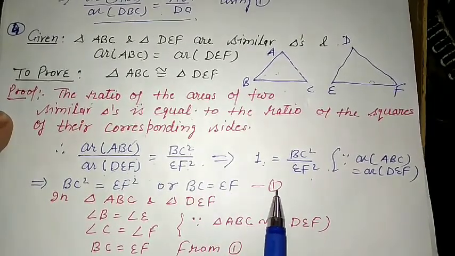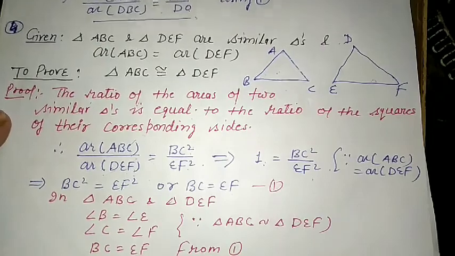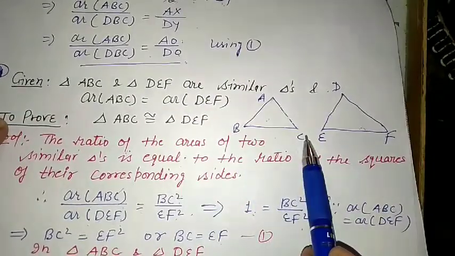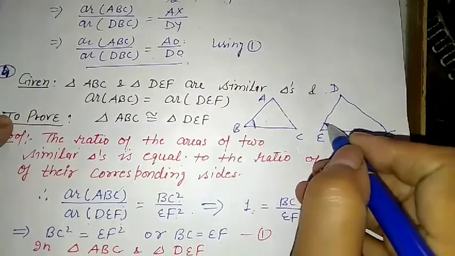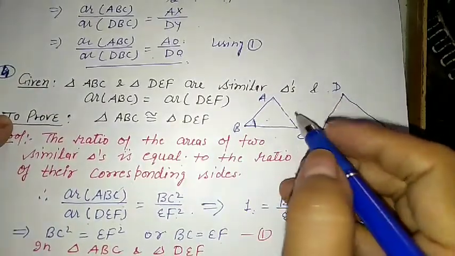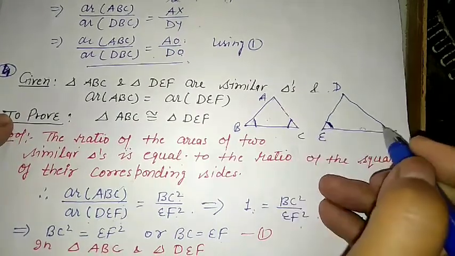So suppose this is the first equation that we have taken. Now in triangles ABC and DEF, angle B will be equal to E and angle C is equal to F.